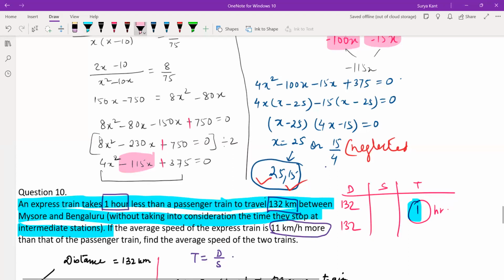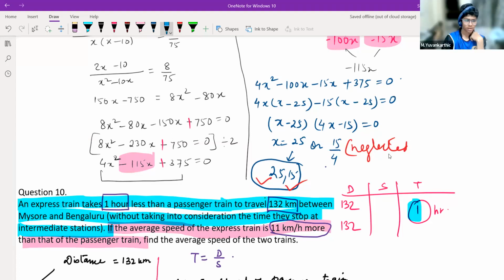The next part says to find if the average speed of the express train is 11 kilometer per hour more than this passenger train. So what should you write here, Monish, for passenger train and express train? Speed is given: the average speed of the express train is 11 kilometer per hour more than that of the passenger train. What should you consider for passenger as well as express? Monish, tell me what we can write. Do you have any idea? Ivan, Karthik, can you tell me? Sir, I have no idea, sir. I'm not able to understand the question properly.